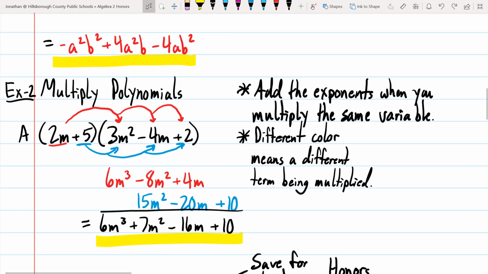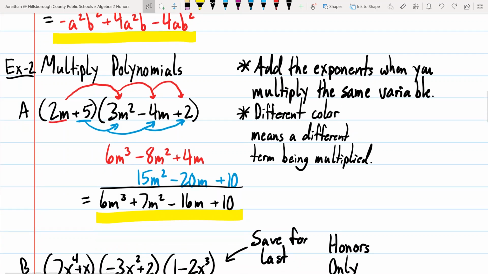But the idea stays the same. Next up, I'm multiplying my 5 times the 3m squared. Notice I went to a different line because I'm trying to line these up where I have the like terms on top of each other. It makes it easier to add them together. You can just continue writing them across in a straight line, but it's not always as pretty.